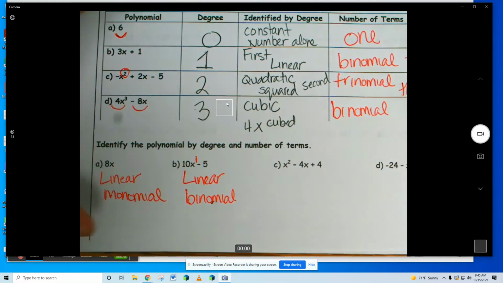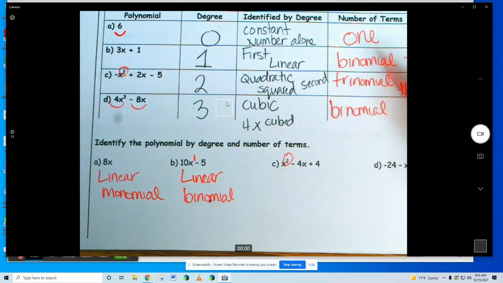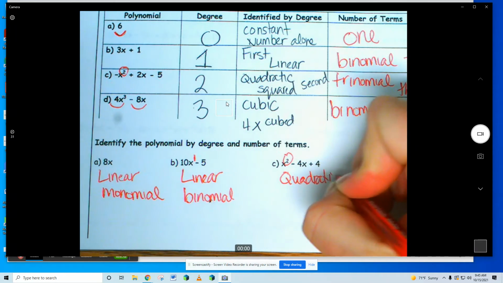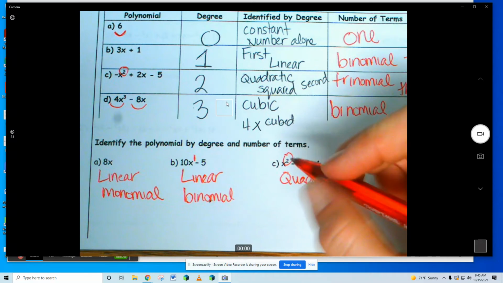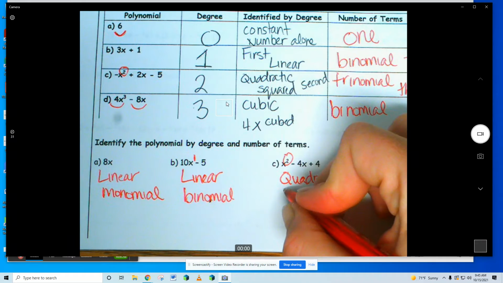Okay, what's the 2 mean? Second degree is called what? A quadratic. How many terms does it have? 3 is called a what? Trinomial.